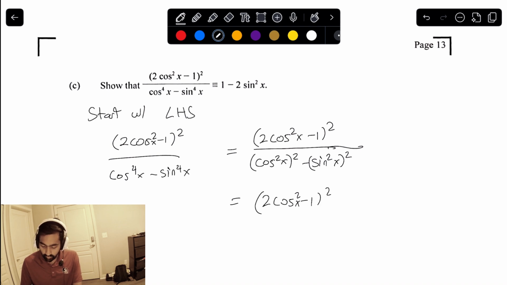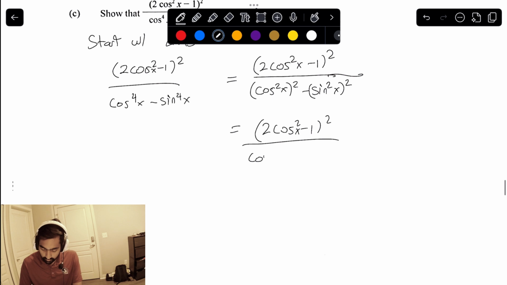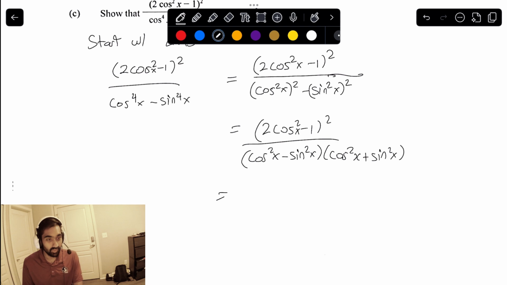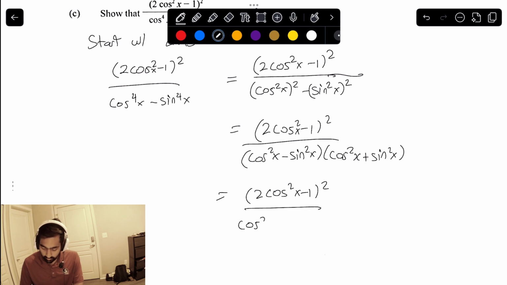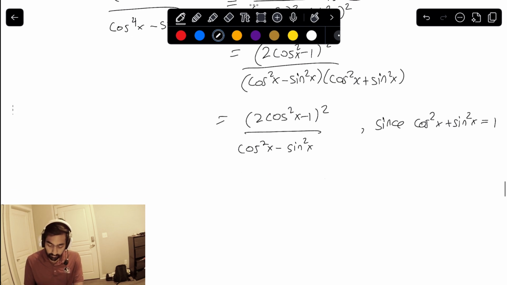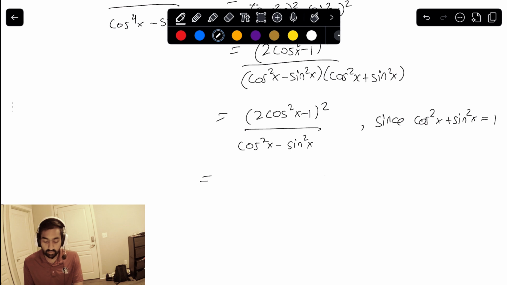So I'm not doing anything with the numerator. What I'm saying is that this is cos squared x minus sine squared x times cos squared x plus sine squared x. But cos squared x plus sine squared x is 1. So I can say that this is equal to (2 cos squared x minus 1) squared all over cos squared x minus sine squared x, since cos squared x plus sine squared x equals 1. So now I'm going to replace this sine squared x by 1 minus cos squared x.